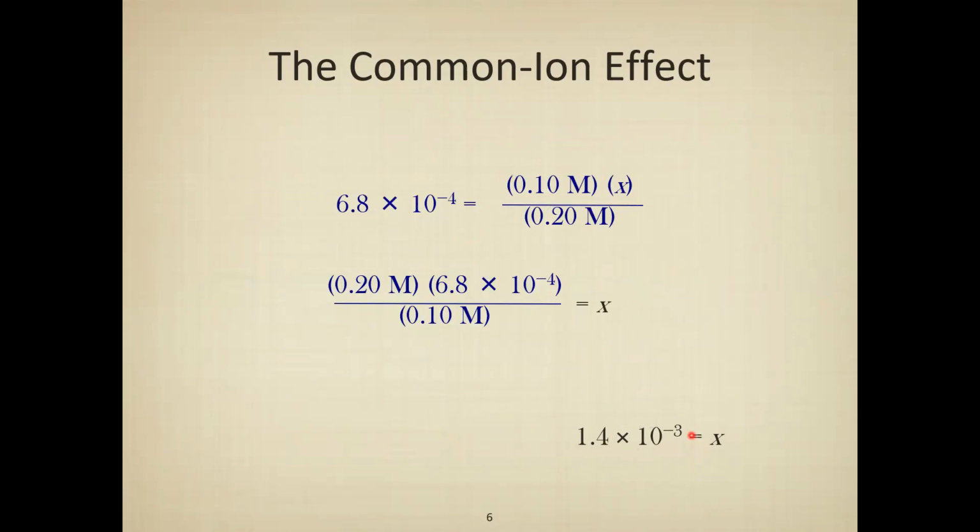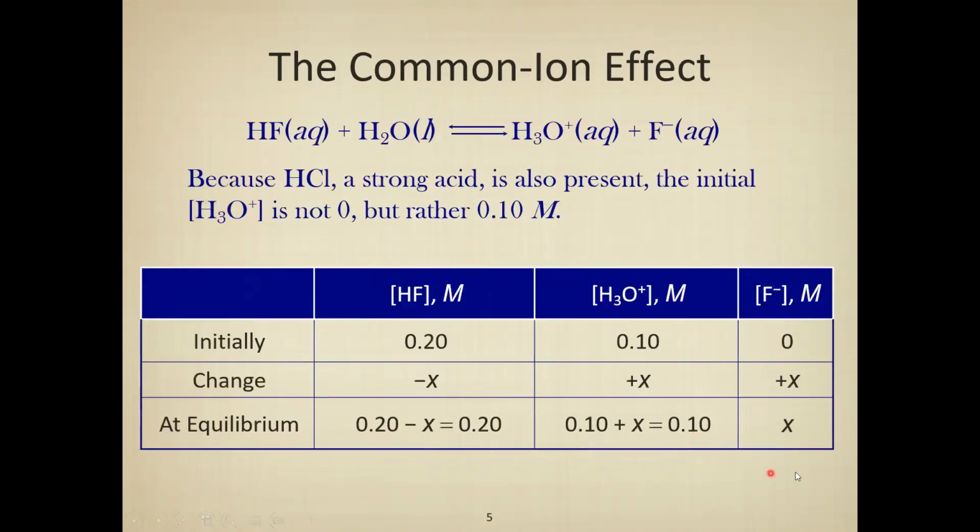So when we go through and solve for it, we can set up our equilibrium expression like we see here. So this is Ka on the left, products over reactants. So then we can cross multiply, divide by 0.1, and we're going to see in this case, X is going to be equal to 1.4 times 10 to the negative third. And if we go back, that represents X. So that's going to be the concentration of this fluoride ion.